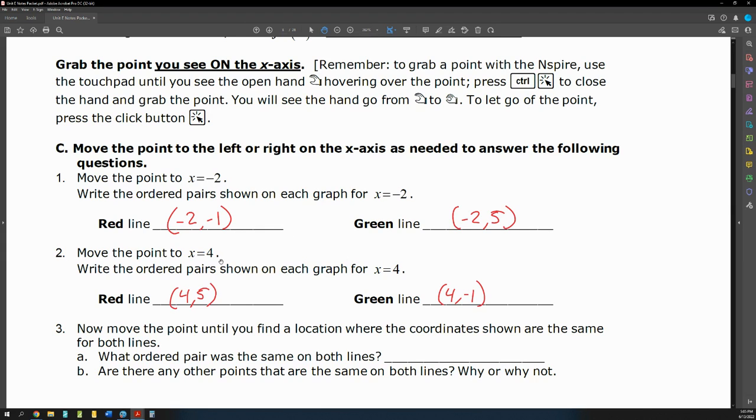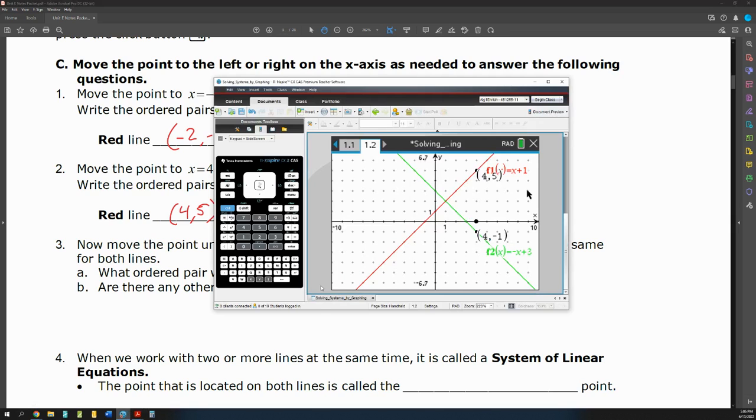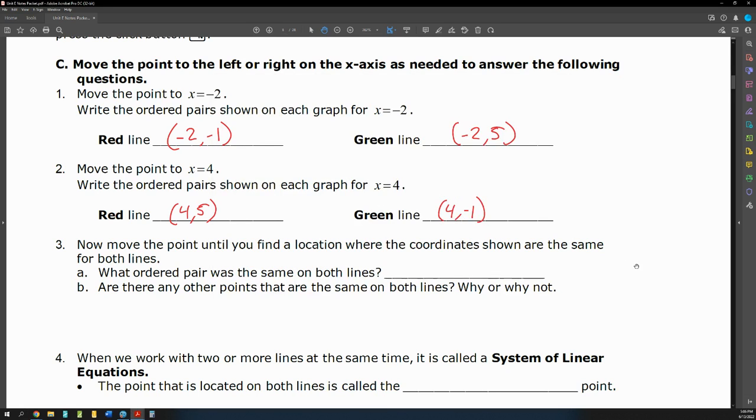Okay. Number 3, now move the point until you find a location where the coordinates are the same for both lines. What was the ordered pair? What ordered pair was the same on both lines? So let's see. I can see that the ordered pair is the same right about here at 1, 2. And something special is going on at this point.